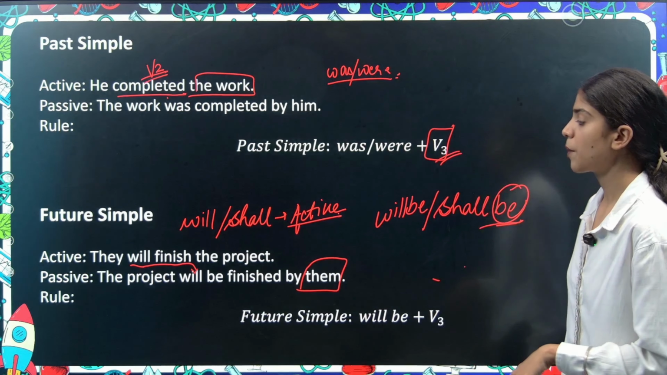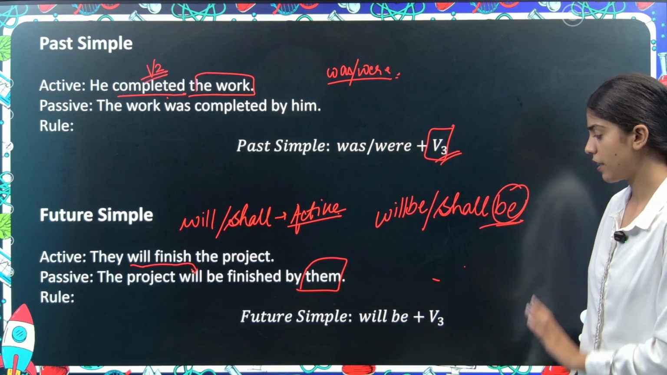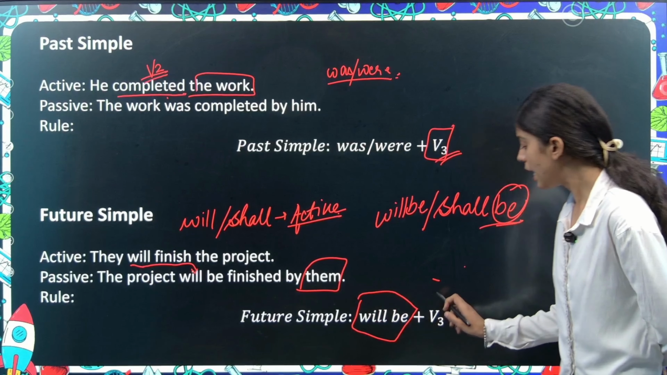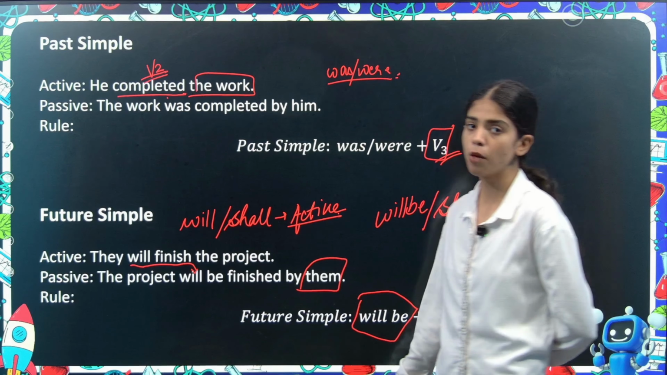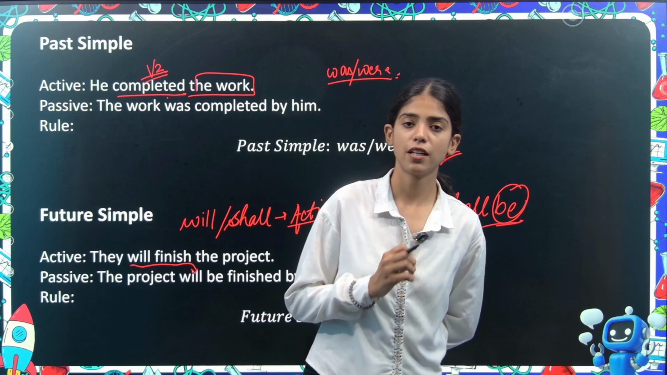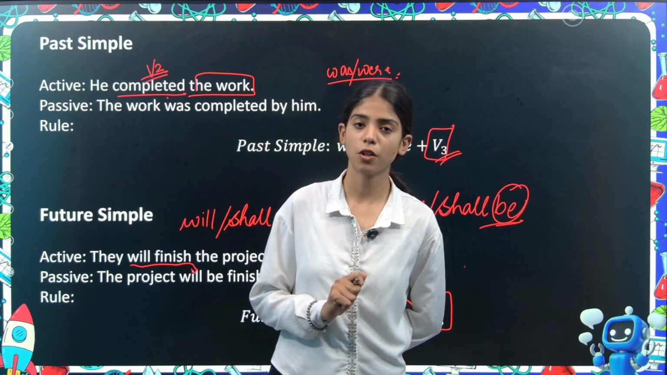Okay, so the passive voice of "they will finish the project" is "the project will be finished by them", and the rule is we have to use be with will or shall, and we have to use the verb's third form no matter what kind of tense it is. The verb will only be in its third form in the case of passive voice. I hope it is clear to you all.